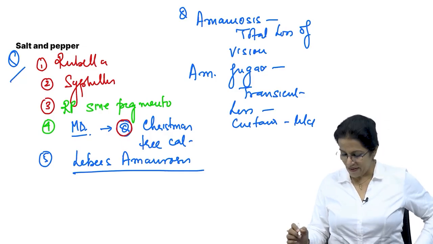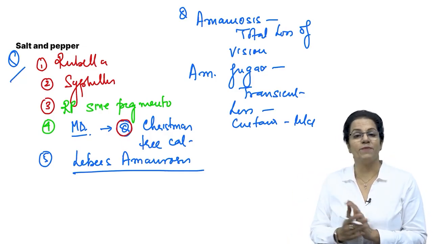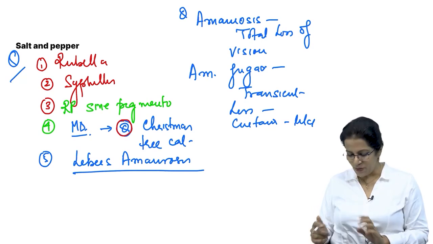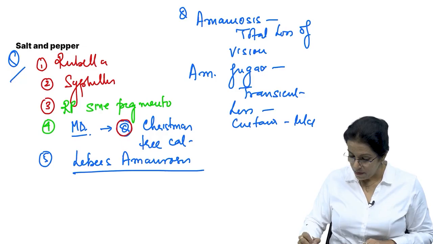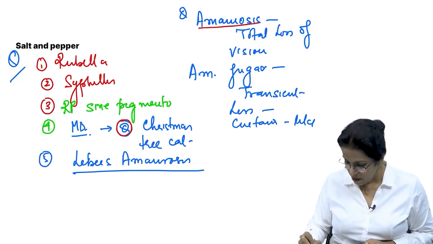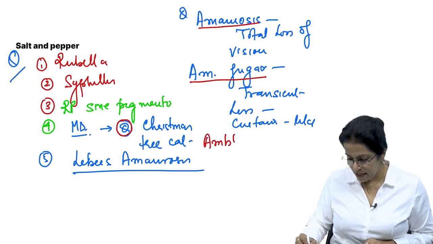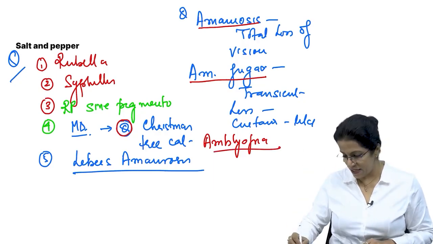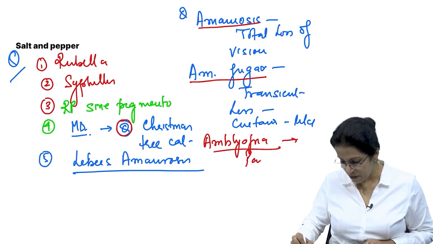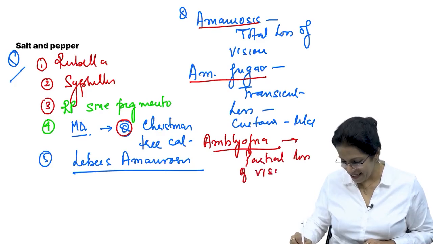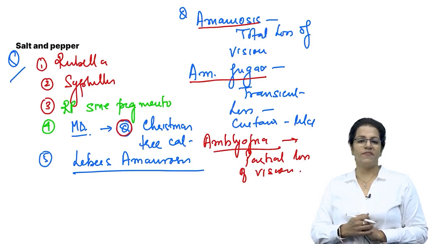Right. So the third term that you have to know is amblyopia. Of course, we'll talk about it in the optics chapter, but you should know what is amaurosis, what is amaurosis fugax, and what is amblyopia: partial loss of vision. What was amaurosis? Total loss of vision. Amblyopia, partial loss of vision. Okay, so I think a lot of information you have learnt with me.